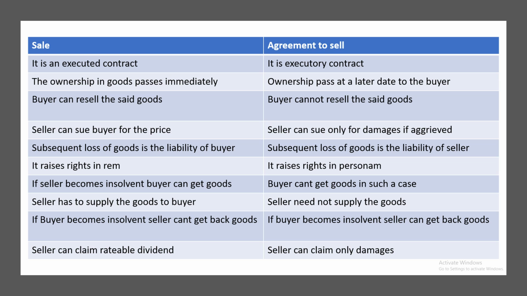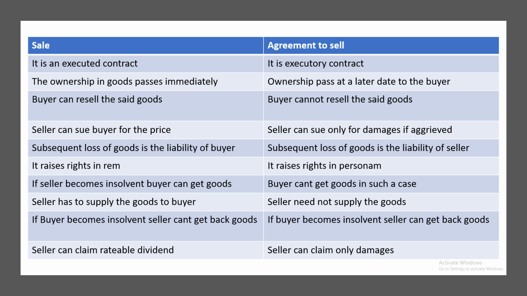Next one, sale. Seller has to supply the goods to buyer under any circumstances because the buyer is the owner. In case of agreement to sell, if the seller becomes insolvent, seller need not supply the goods.